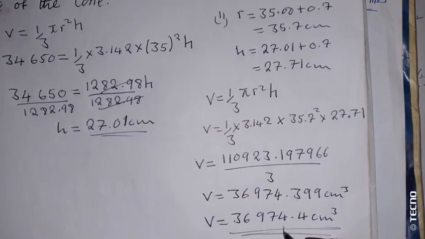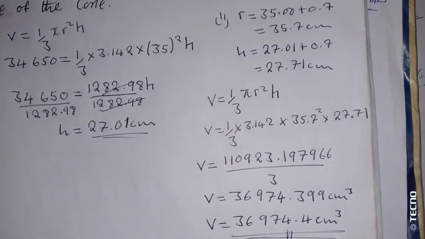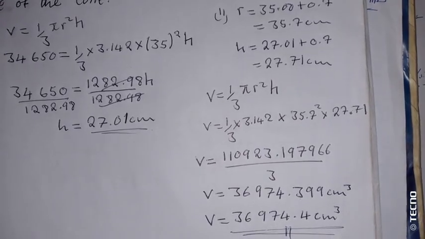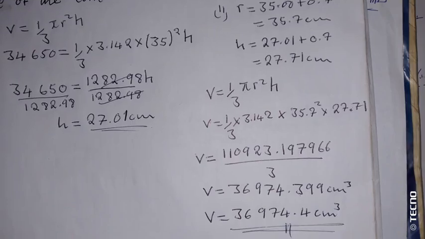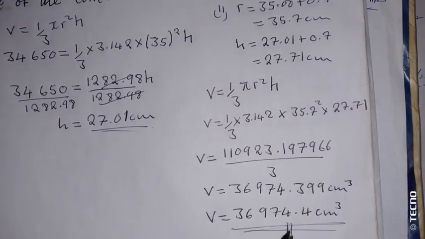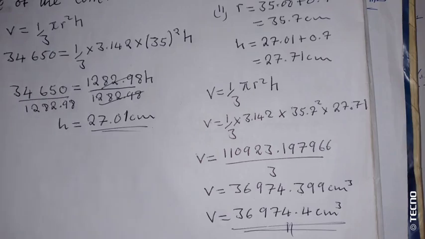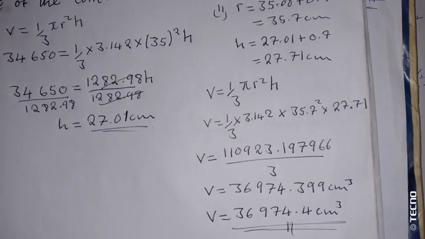So this is the new volume, which means once you increase the height and the radius, the volume is also going to increase. The volume has increased from 34,000 to 36,000. Thank you.